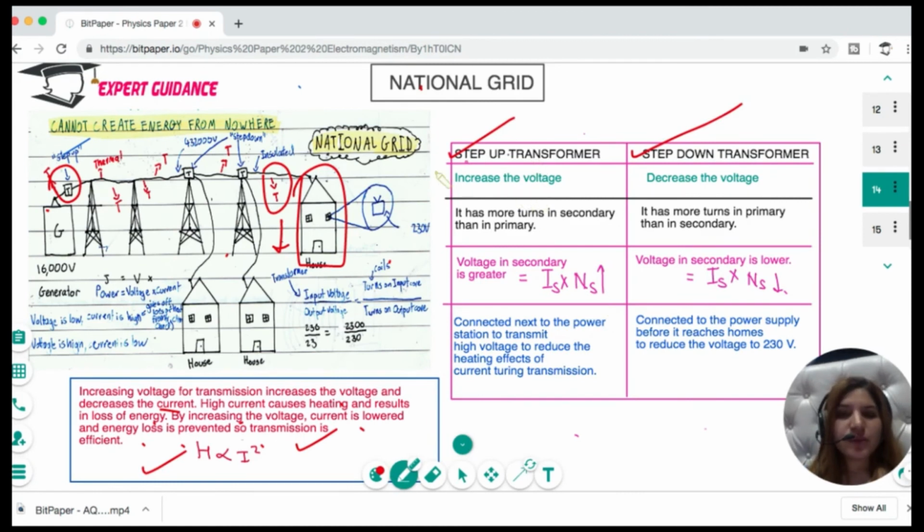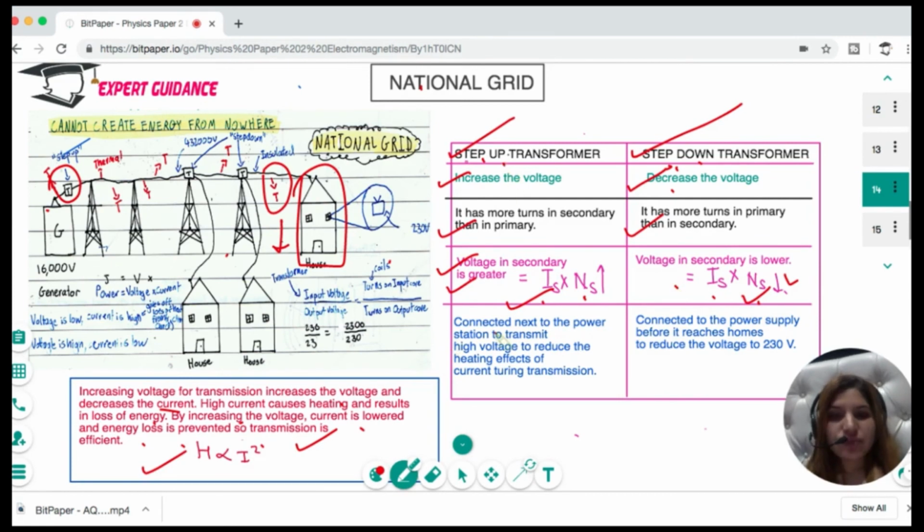Step-up transformers are used to increase the voltage. Step-down transformers are used to decrease the voltage. A step-up transformer has more turns in secondary than primary. A step-down has more turns in primary than secondary. Now, in the step-up transformer, voltage in secondary is greater, so IS times NS is greater. And in the step-down, voltage in secondary is lower, so IS times NS is lower than the primary.